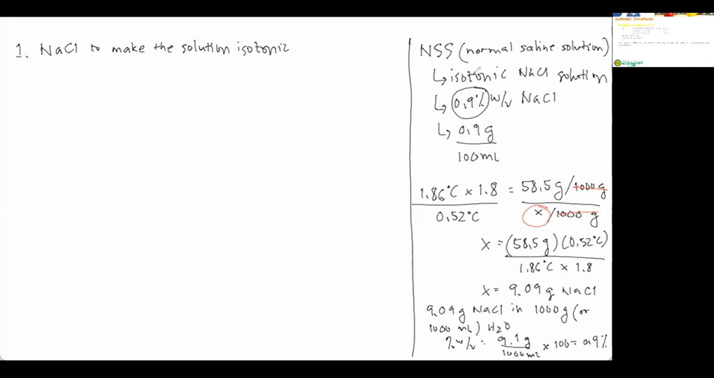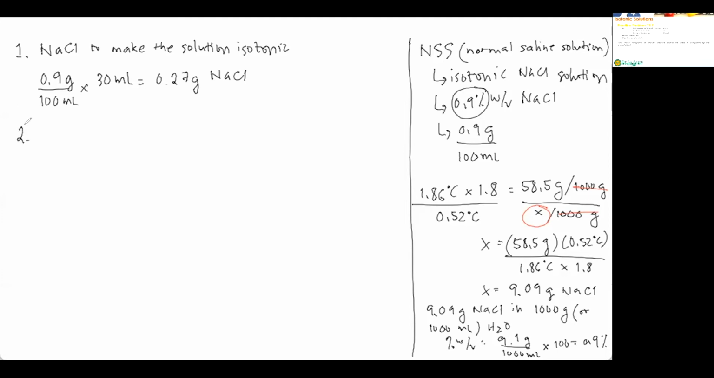So let's go back to the problem. First, solve the amount of sodium chloride to make the solution isotonic, and that is 0.9% or 0.9 gram per 100 ml. Now, since the volume of the solution is 30 milliliters, we will multiply this by 30. This will be equal to 0.27 gram of sodium chloride. Now remember that this is only true if only sodium chloride were present in the solution.